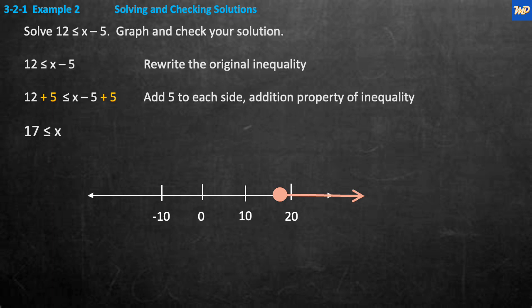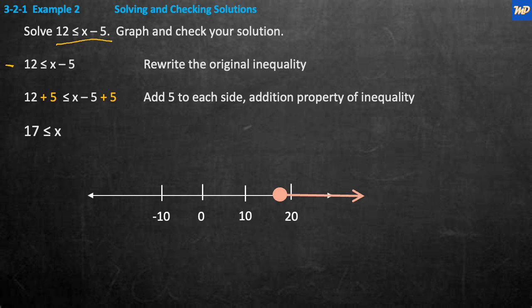Okay, example 2, solving and checking solutions. Let's solve the inequality 12 is less than or equal to x minus 5, and they want us to check it. Start by rewriting the inequality. Always rewrite it first, being very careful that you are copying it exactly. We do this so that the question being asked is in our mind. By rewriting it, you're immediately formulating a concept of the problem and how you're going to solve it, and you can make sure you're solving the problem you're being asked to solve.